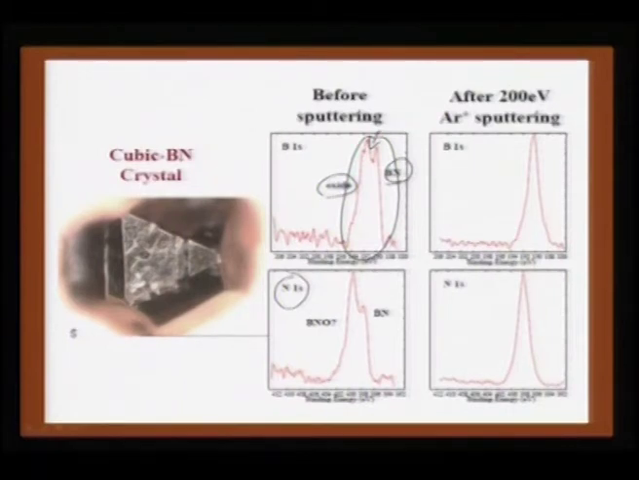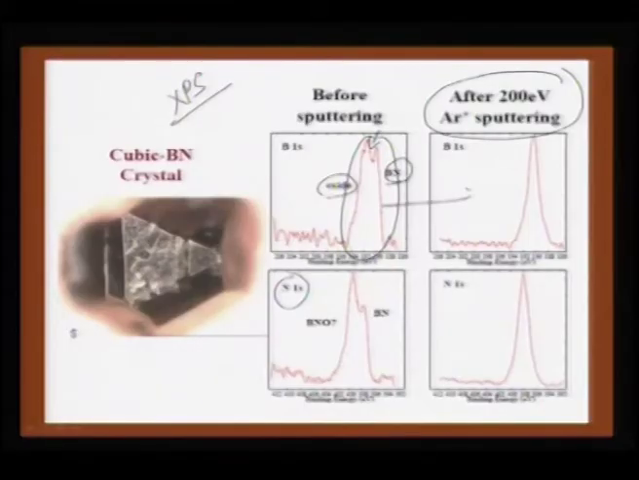What you do here is, as a protocol in XPS, before we map the 1s or 2s or 2p spectra, as a regular protocol it is suggested to sputter the sample with 200 electron volt argon ions, and this sputtering actually is bound to remove all the surface occlusions or adsorbed molecules. Therefore, after sputtering you can clearly see that the boron 1s is giving a very sharp Gaussian peak. Similarly, nitrogen 1s gives a very resolved peak.